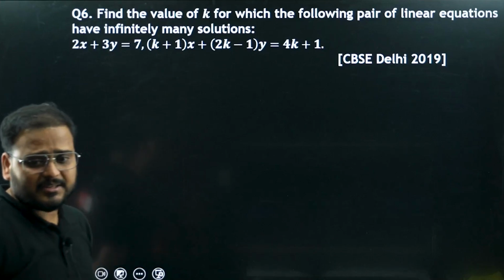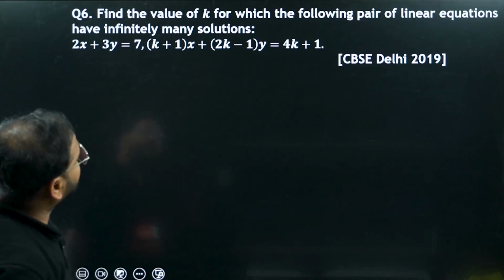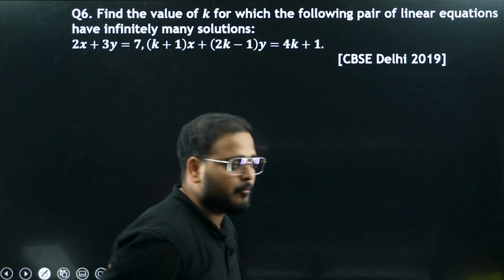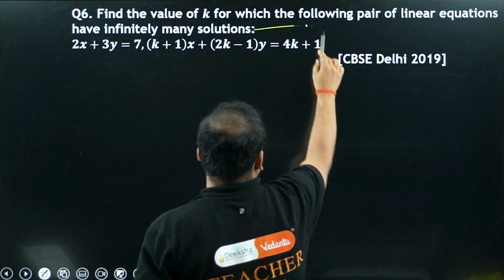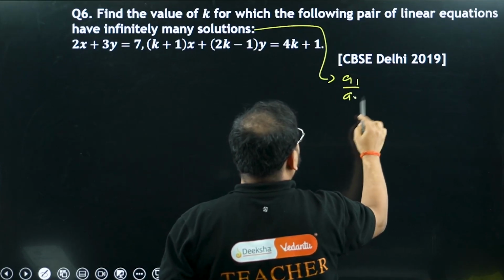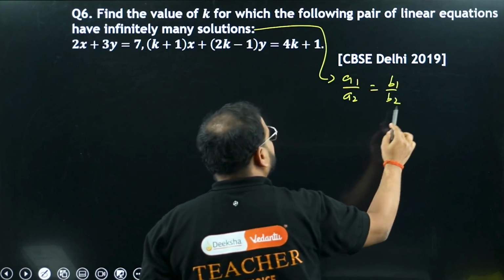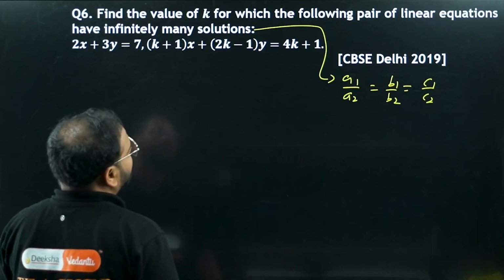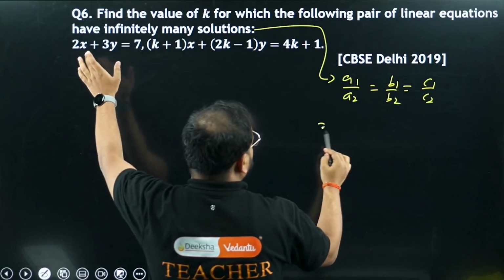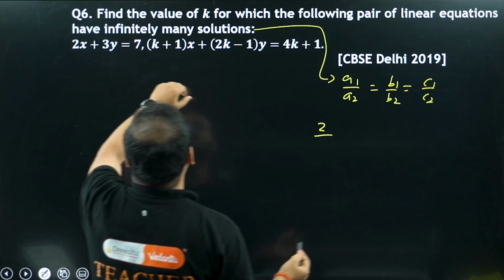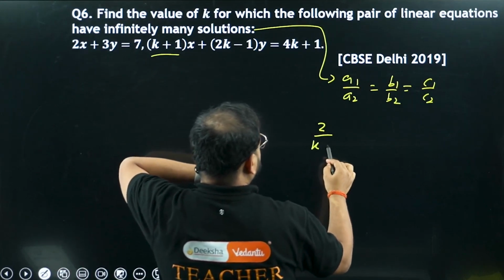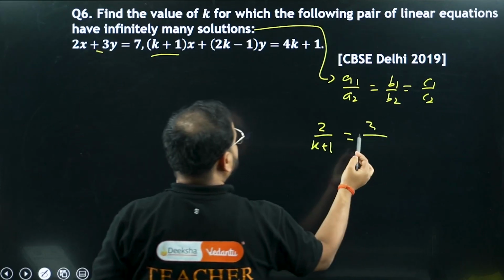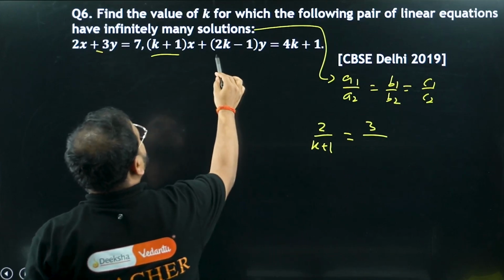Sixth problem, find the value of K for which the following pair of linear equations have infinitely many solutions. What's the condition for that? Okay, so put the values respectively. A1 is how much? 2. A2 is how much? K plus 1, sir. B1 is how much? 3. B2 is what? Please check. B2 is 2K minus 1.